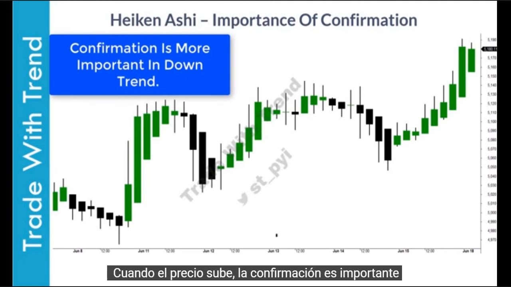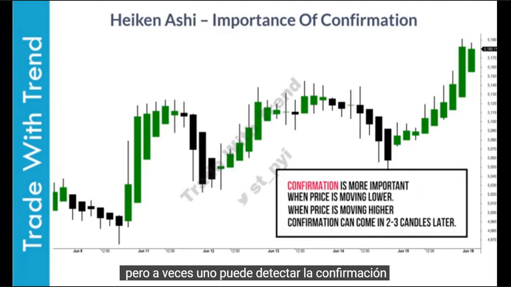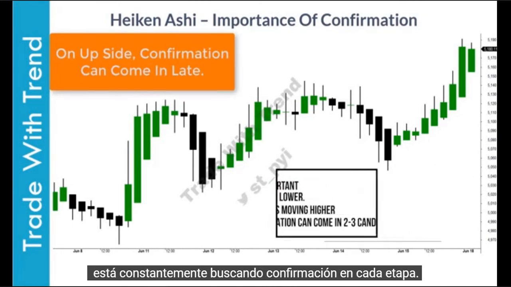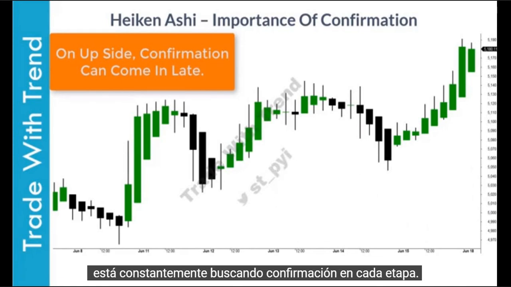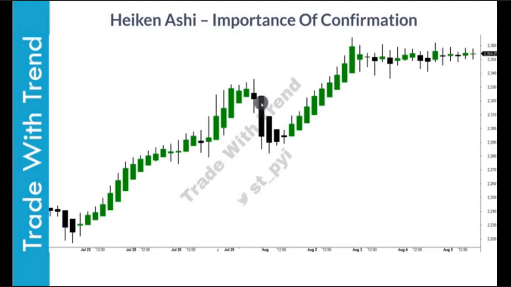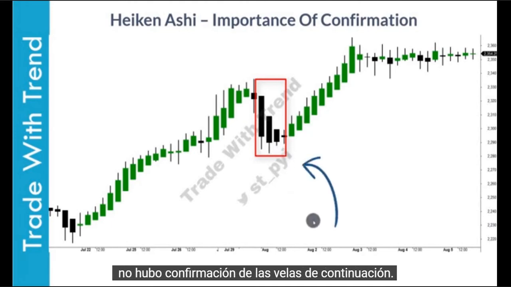Now when price is moving higher, confirmation is important, but at times one can spot confirmation 2 to 3 candles later. But in a downtrend, make sure you're constantly looking for confirmation at each stage. If you look at this chart in front of you, there are two initiation Heiken Ashi candles visible here. Now once these initiation candles showed up, there was no confirmation from continuation candles.